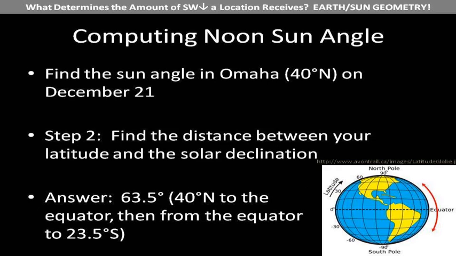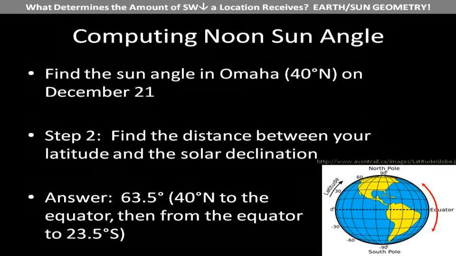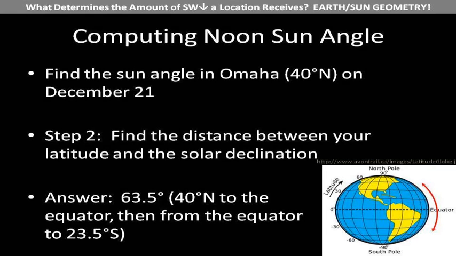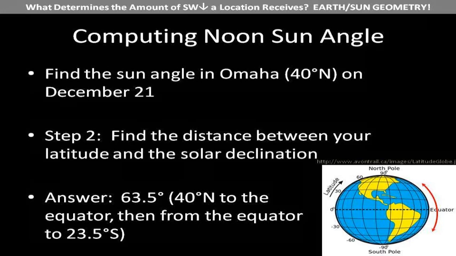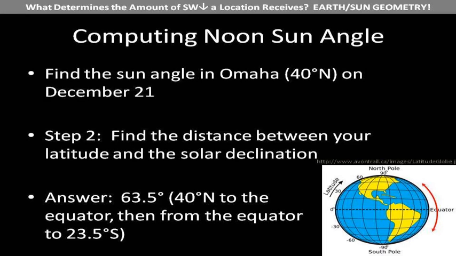Okay? Step 2, find the distance between your latitude and the solar declination. Okay, in this problem, our latitude is Omaha, which is 40 degrees north. The solar declination is 23.5 degrees south. The distance between 40 north and 23.5 south is 63.5 degrees, because you go from the 40 north down to the equator, and then from the equator down to 23.5 degrees south. So 63.5 degrees is the distance between your latitude and the solar declination.